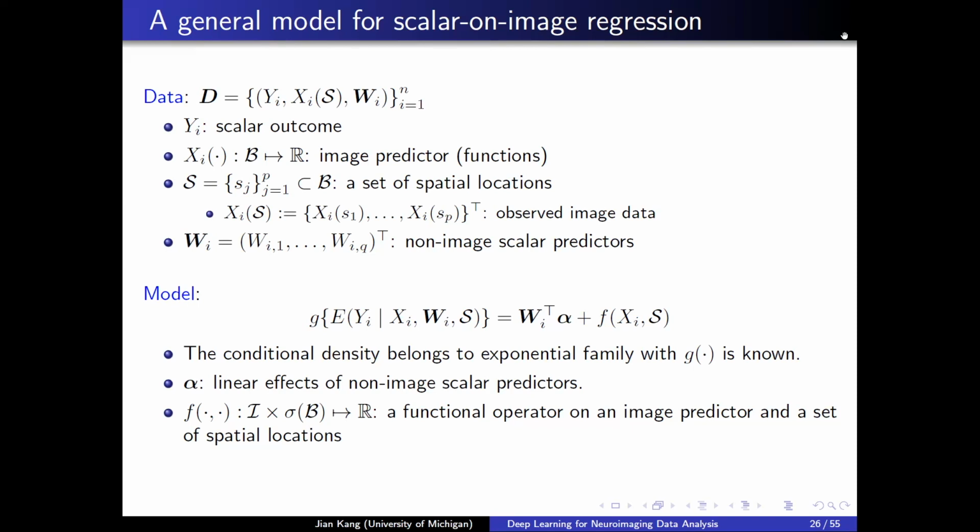So then the idea is how you actually estimate this function operator. This is the bivariate operator. The first input is the imaging predictor, which is a function, and the other is a set of spatial locations.